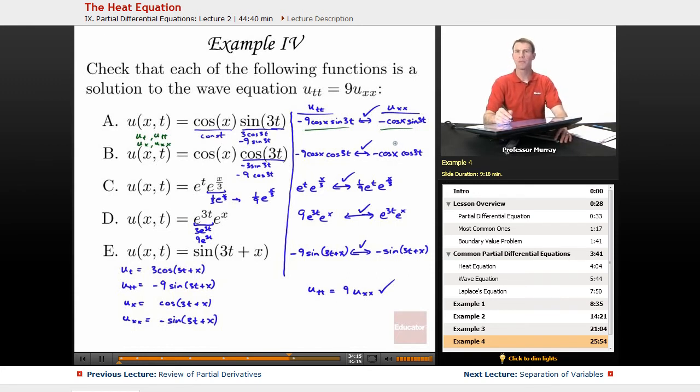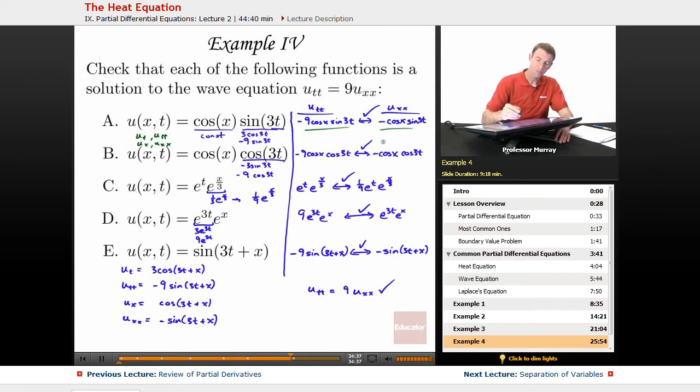The important thing to remember when you're taking these partial derivatives is that whatever variable you're differentiating with respect to, you want to hold the other variable constant. So, for example, when I took the derivative with respect to t, I held the x part constant. Even if I have cosine of 3x or something like that, it just comes down as one big constant.